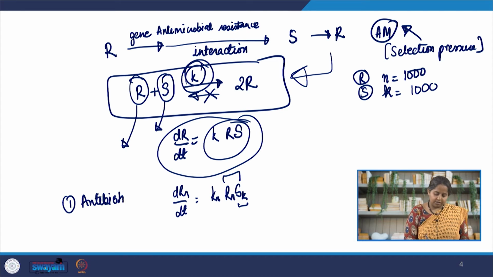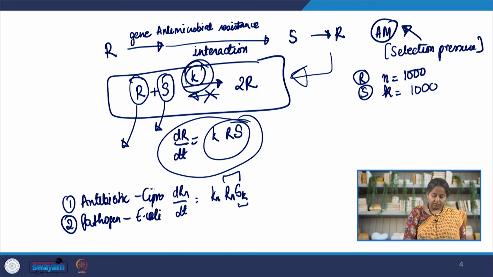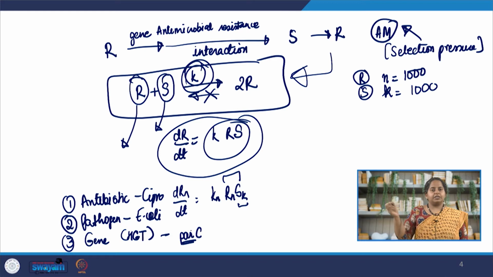So let's say I chose ciprofloxacin, which is commonly used in our country, and I take one pathogen. Let's say I choose Escherichia coli, or E. coli, and I'm looking at one particular kind of gene that will be transferred, horizontal gene transfer. I'm looking at one particular gene, let's say parC. parC is a gene that will confer antibiotic resistance in certain kinds of bacteria against ciprofloxacin.